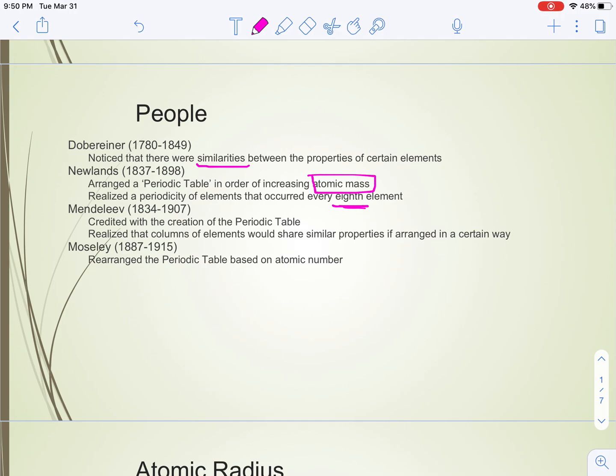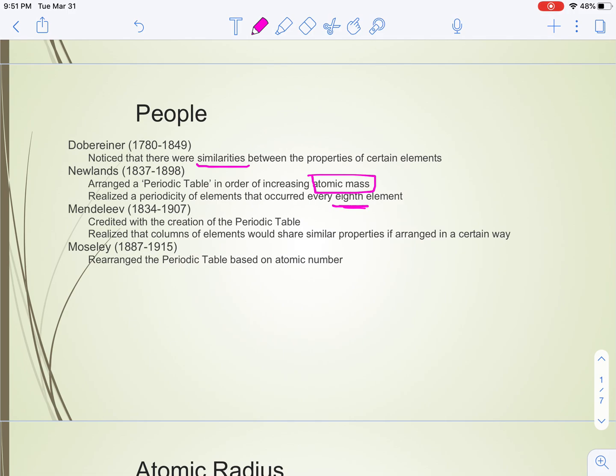Dmitri Mendeleev is probably considered the father of the periodic table. He gets the most credit for arranging it. He created the more modern day periodic table. He was actually able to predict some of the properties of elements that hadn't even been discovered yet. And he was able to do that because he realized if you arrange the elements in certain ways, then their properties become consistent. So for instance, as you go down a column on the periodic table, the properties all look very similar.